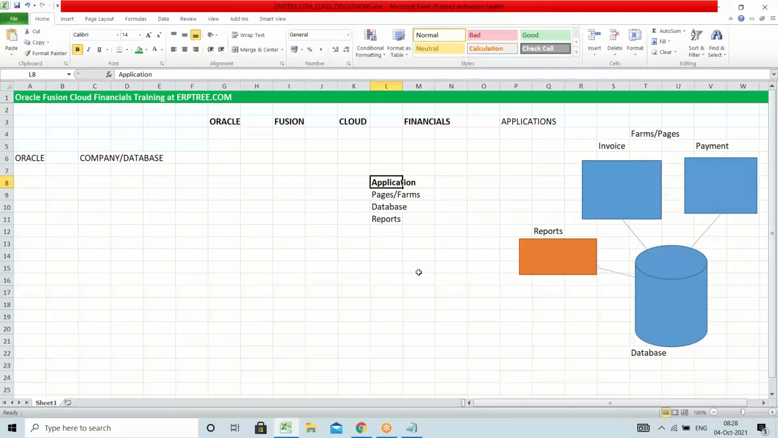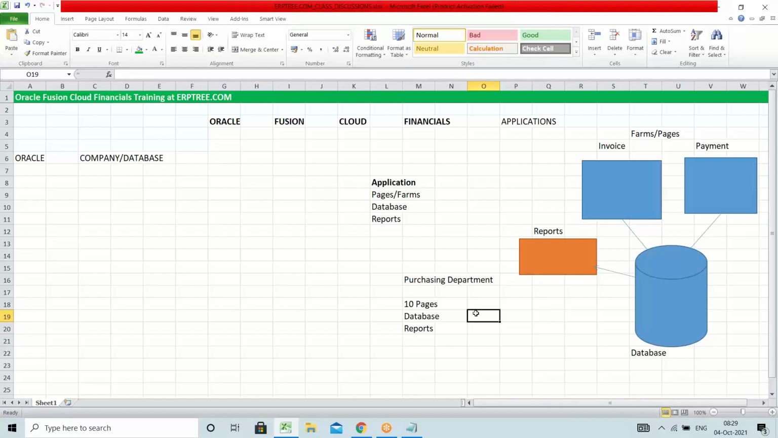Now take an example: there is a purchasing department in our company. The purchasing department does different activities related to purchasing. So maybe they are doing some 10 activities. So we may have 10 pages to store the data, and there will be a database, and there will be reports related to the same activities. If the pages and reports belong to the purchasing department, and finally the data is stored in the database, then the pages and reports we are going to use for the purchasing department, that we can call the purchasing application.